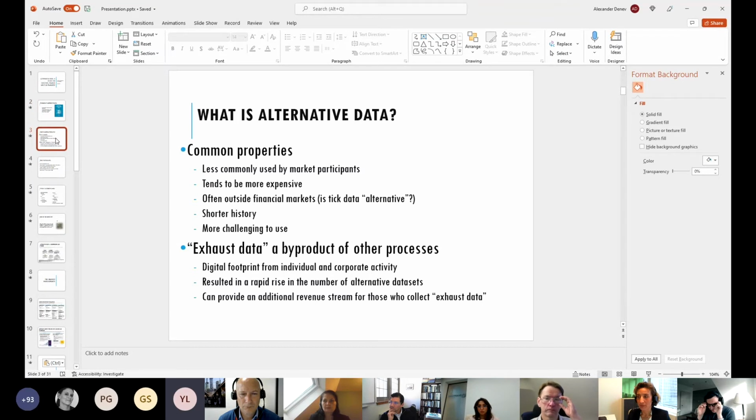But what is alternative data? Would you mute your microphone? Somebody's having the microphone turned on. Yeah. Mais effectivement, ça peut être compliqué.